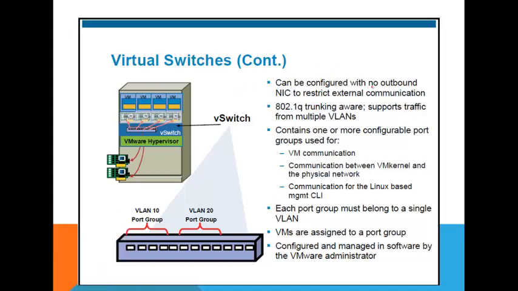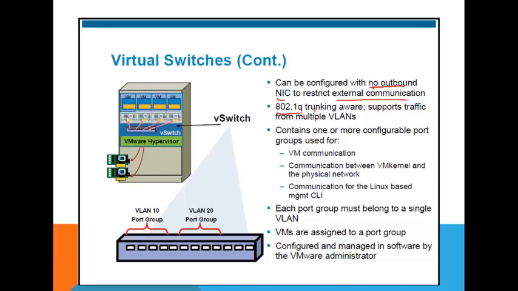Now, vSwitches can be configured with no outbound interface to restrict external communication. We already discussed this. If you don't map any NIC card to the vSwitch, then the VMs will not talk to anyone outside. Internally, they can talk to each other. VMs can talk to each other.